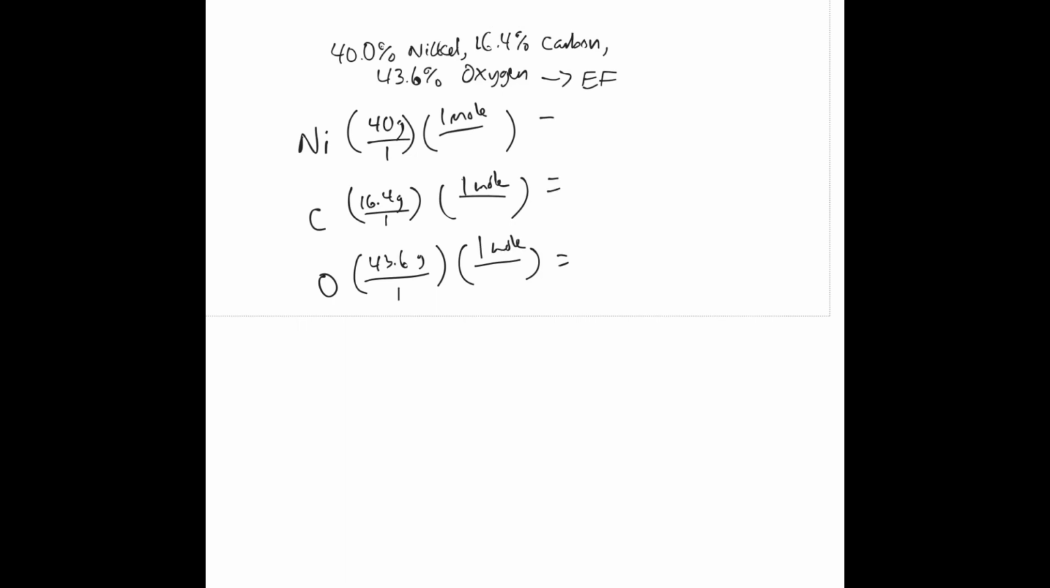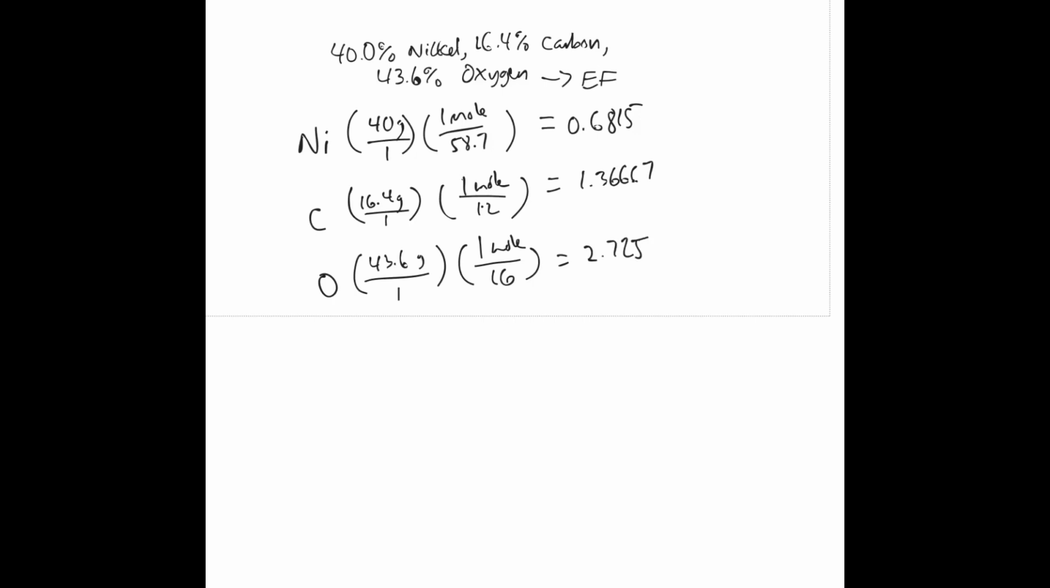And now we just need to find the atomic mass of each of the elements. For nickel, it's going to be rounded to 58.7. Carbon rounded to 12, oxygen is 16, and this is going to give us that value for moles. This is going to give us this, and this will give us that.